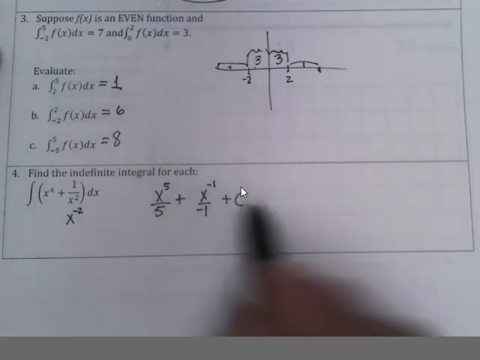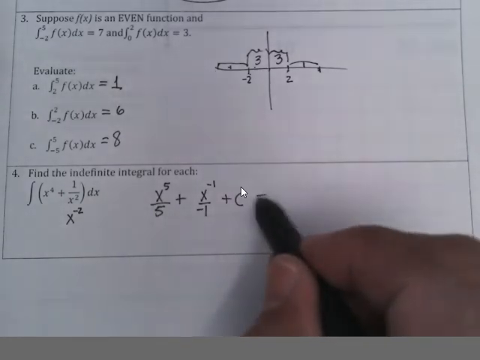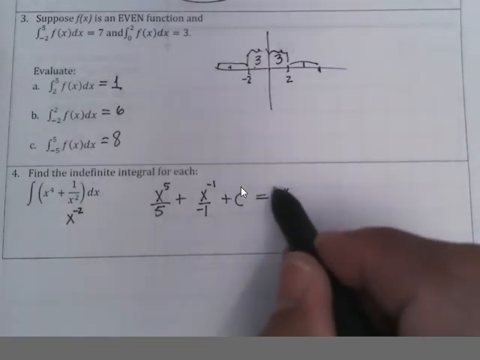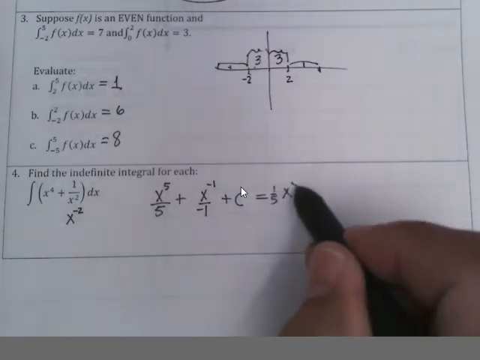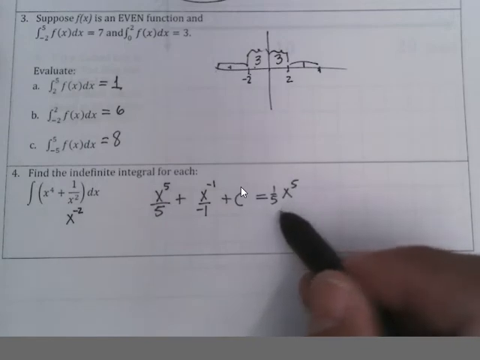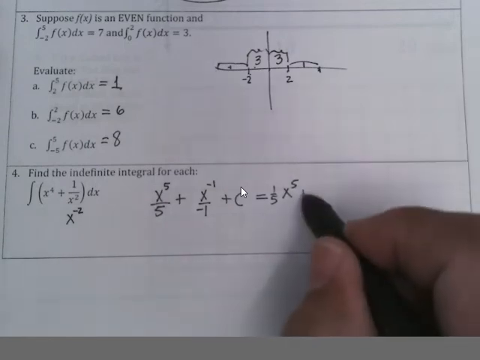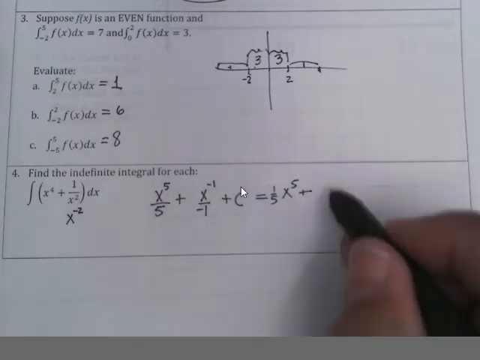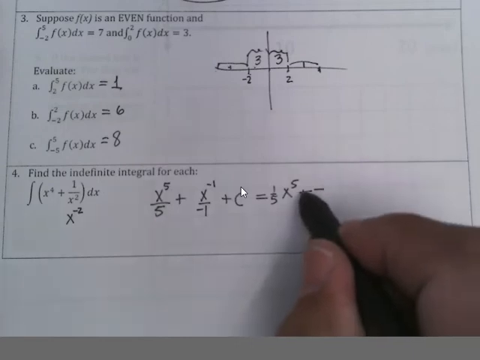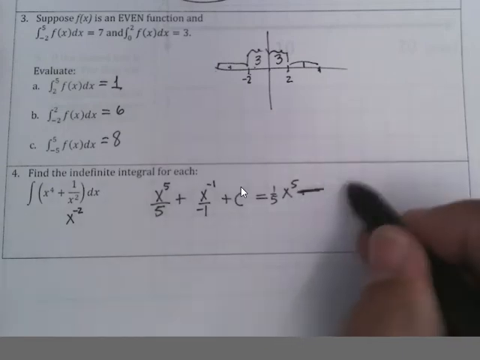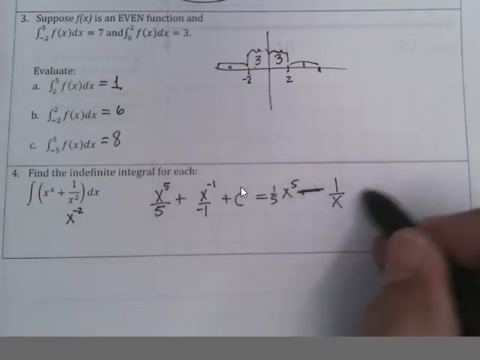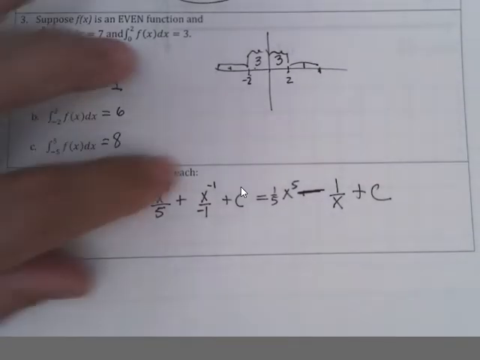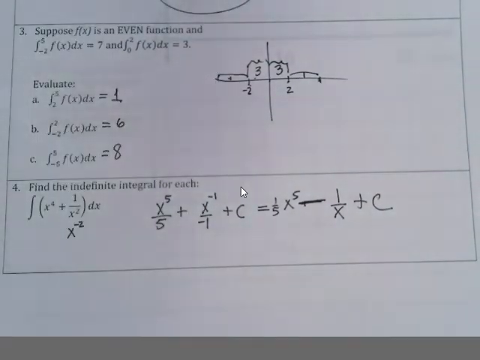plus c. Now, probably we should write this as 1/5 x to the 5th, or x to the 5th over 5. That's fine either way. Plus, put this in the denominator, and it becomes actually a minus 1 over x. Simplifying that a little bit. That one wasn't bad at all.